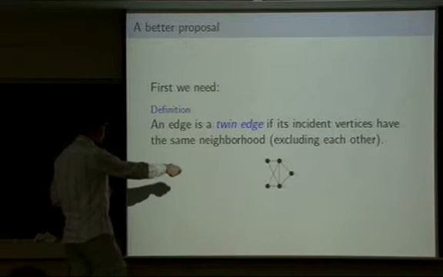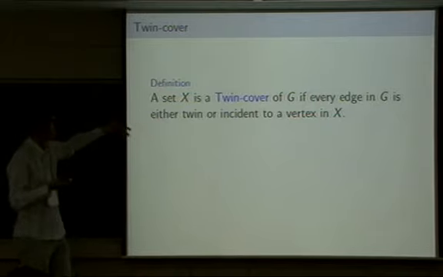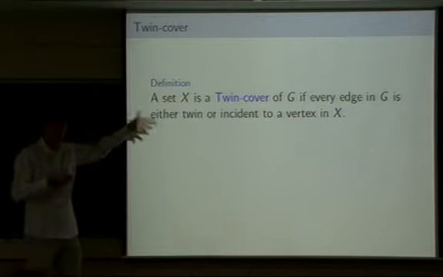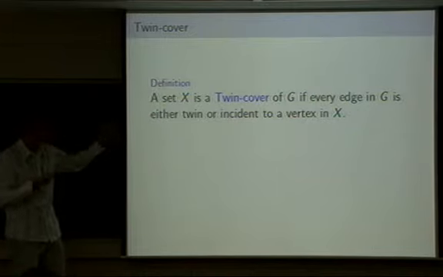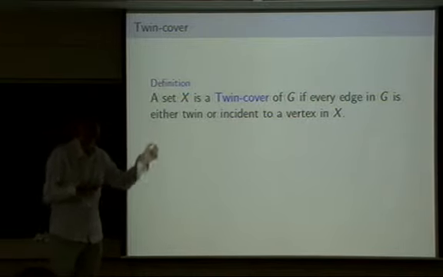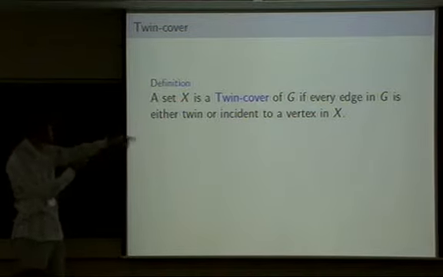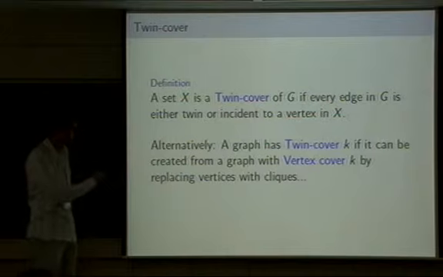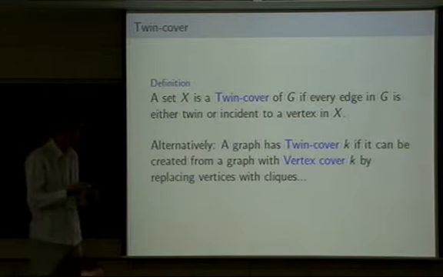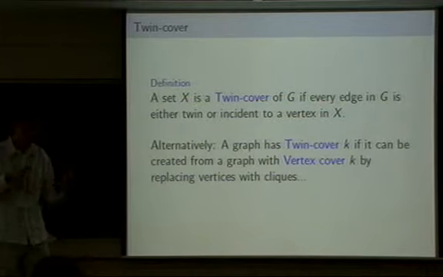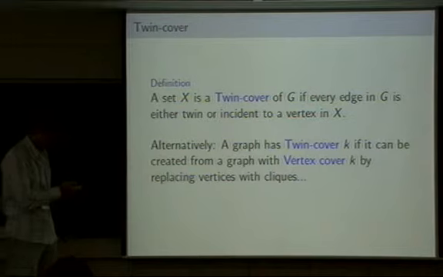That's simple enough. So, and now we say that some set is a twin color. Basically, it's just a vertex color which ignores the twin edges. That's what I want to say. Yeah, a twin color is a vertex color which doesn't need to cover the twin edges. And you can also define it in a different way, maybe more natural. It's just basically a vertex color where you allow the non-color vertices to be blown up into cliques.